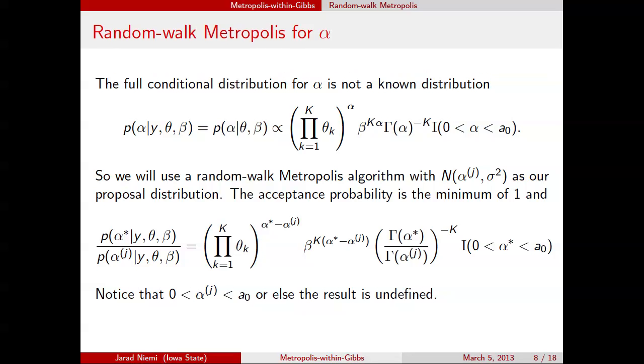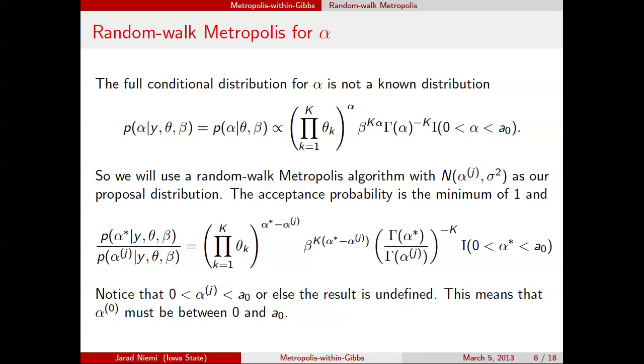And notice that I didn't put the indicator function that's in the denominator in here. There should be an indicator function in the denominator, but that value has to be between 0 and a naught. Otherwise, we'd have a result that's undefined. What that really means is that the initial value that you choose must be between 0 and a naught. You can't start this thing out at a value that's not in the right range. That's not a valid draw from the prior, for instance.